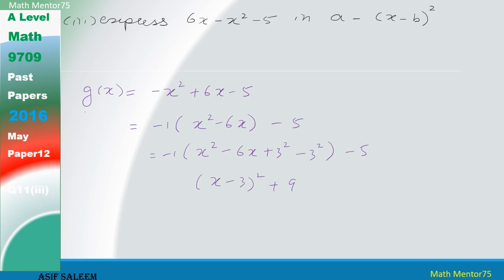And then plus 9 minus 5. So this is our required perfect square. 4 minus x minus 3 whole square.